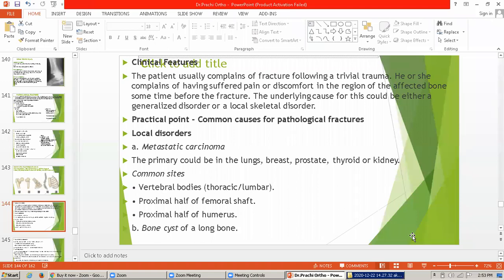Then when we look at the clinical features, the patient usually complains of a fracture following a trivial trauma. He or she complains of having suffered pain and discomfort in the region of the affected bone, sometimes before the fracture. And the underlying cause of this could be either a generalized disorder.